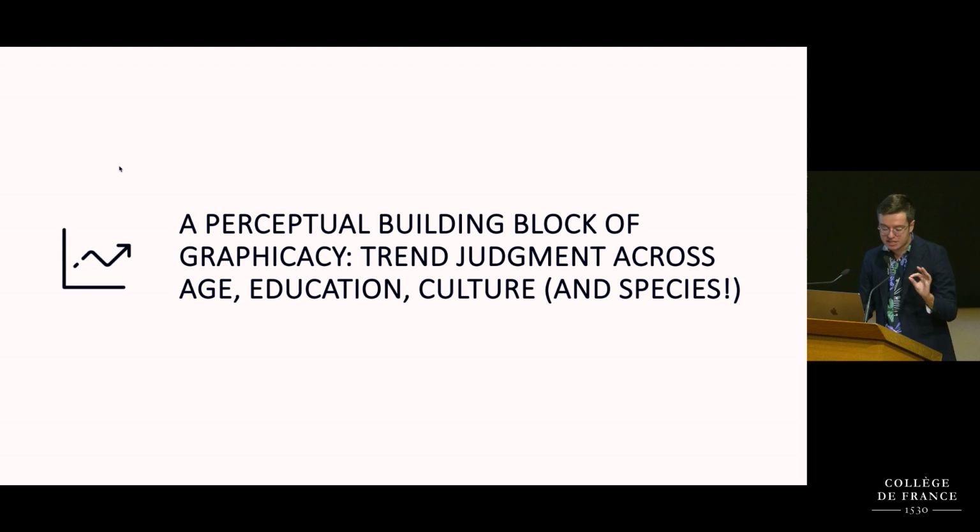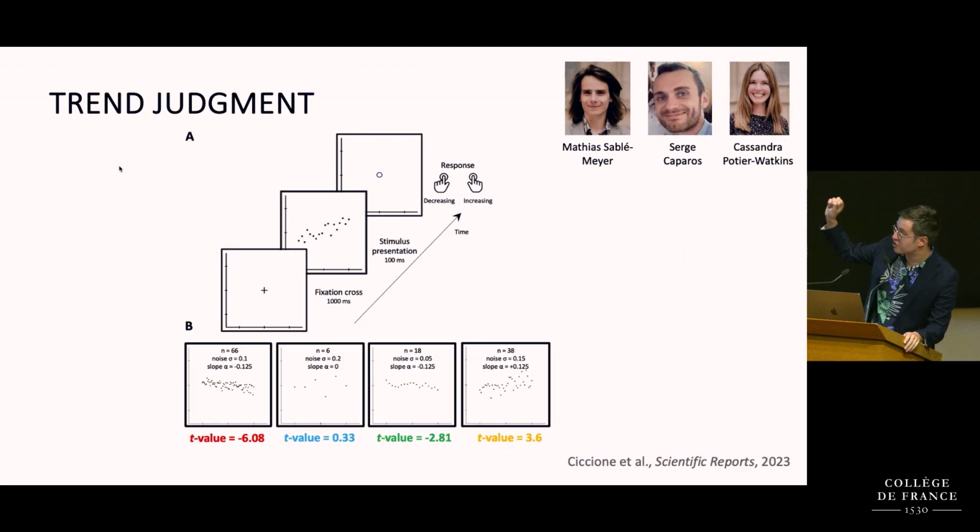So we designed a very simple trend judgment. As you can see here, there's a scatter plot flashing on screen. You simply have to tell as fast as you can if it goes up or down. And as you can see at the bottom, we varied a number of parameters such as the number of points, the noise, the slope, and all this gives you a t-value, right?